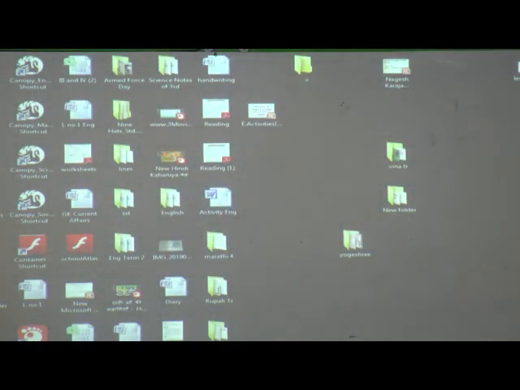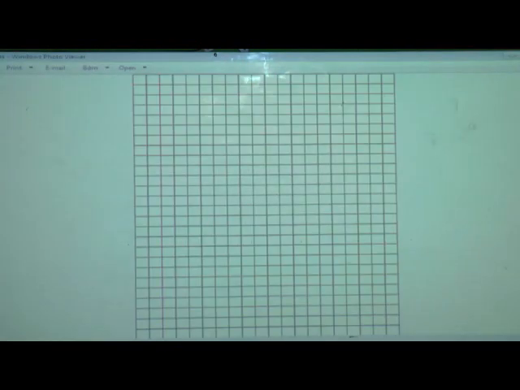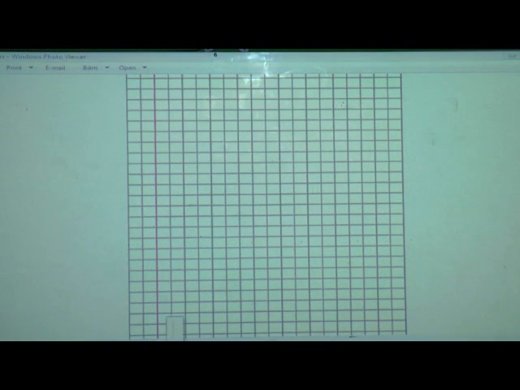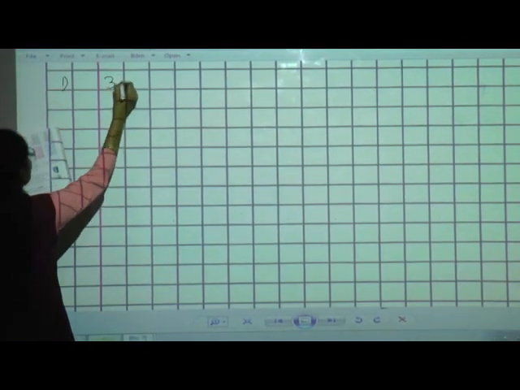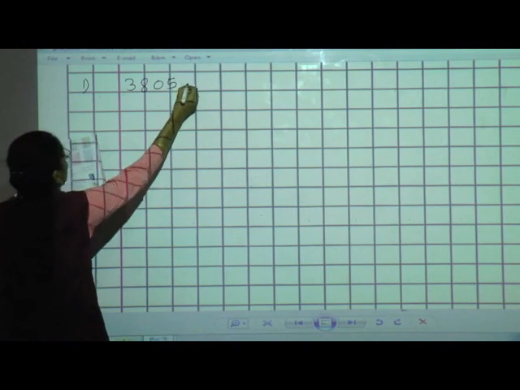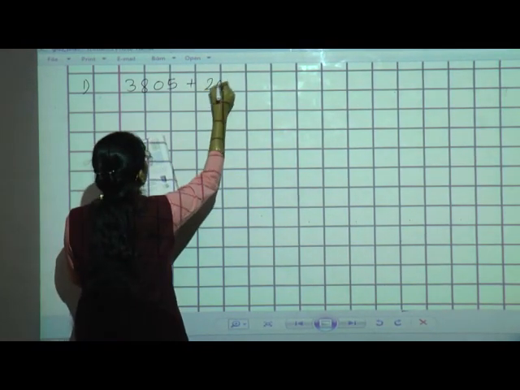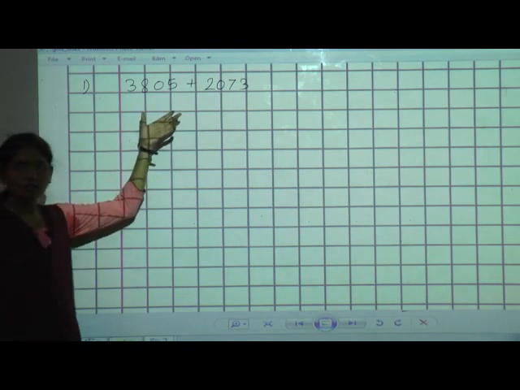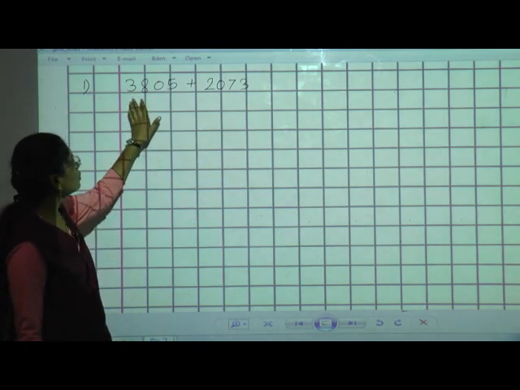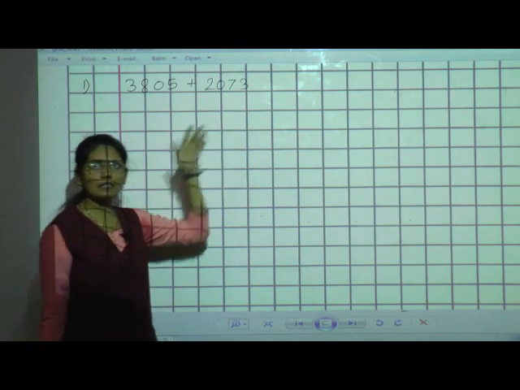Now look at the board. Here the first number is 3805 plus 2073. Now this addition is given to us in a horizontal way. First what we will do, we will put these numbers in a vertical manner.